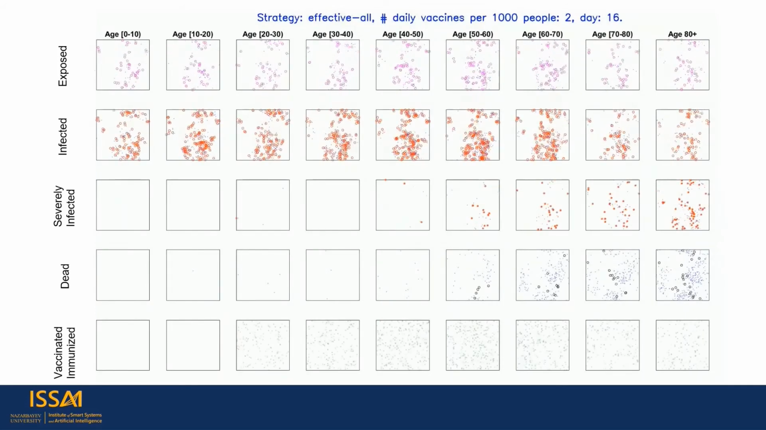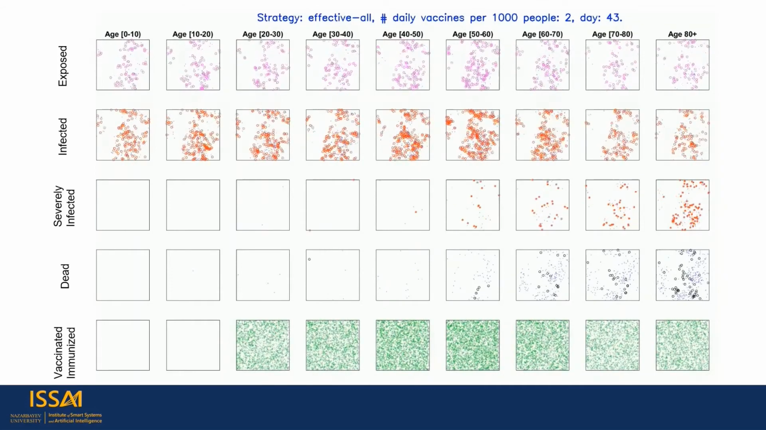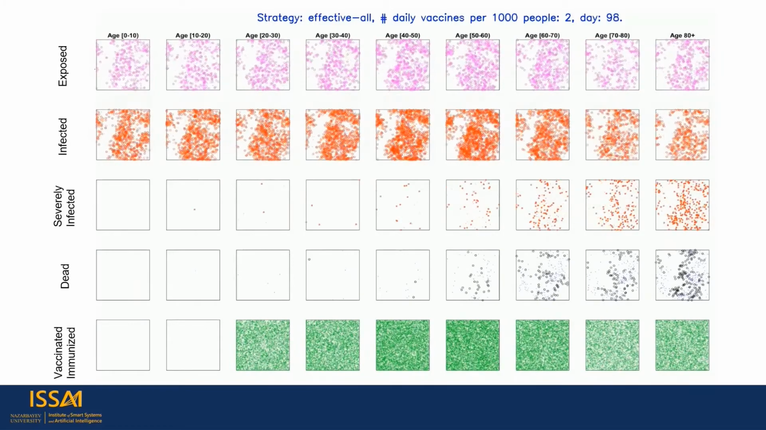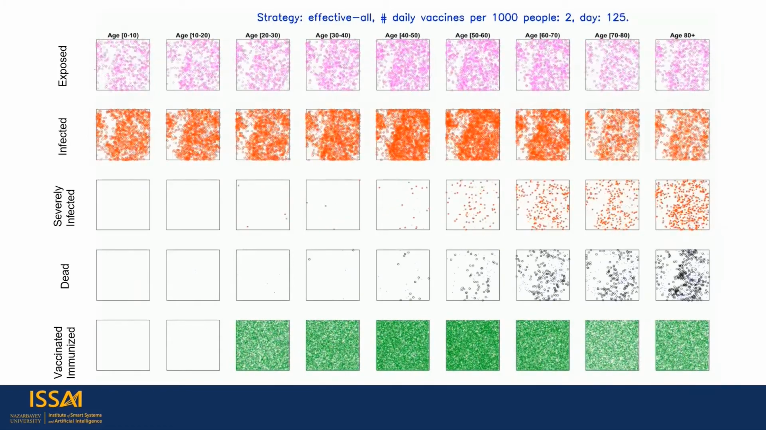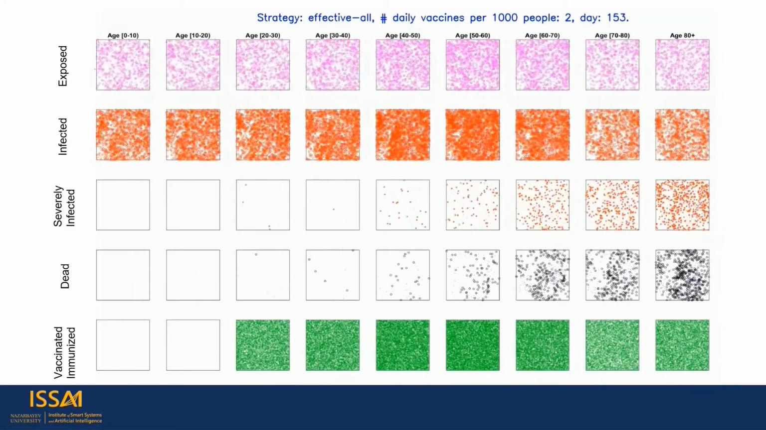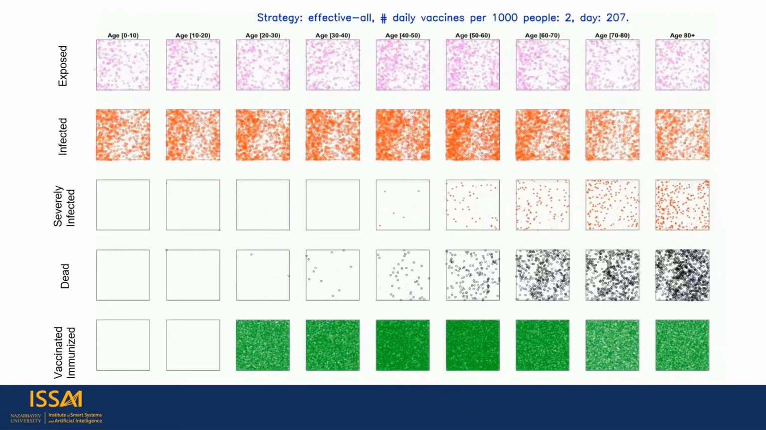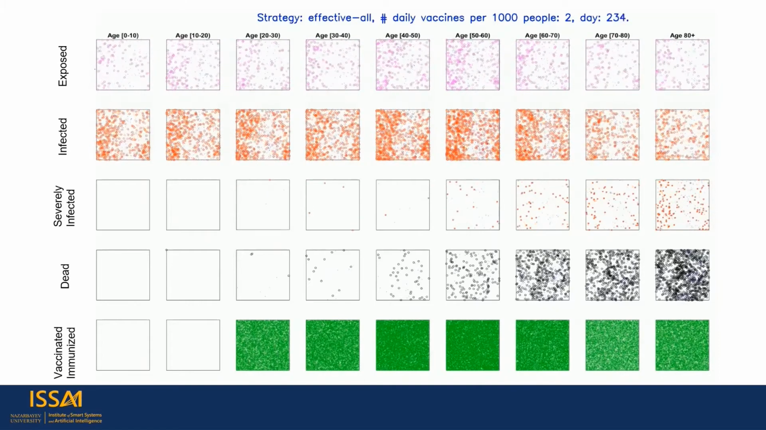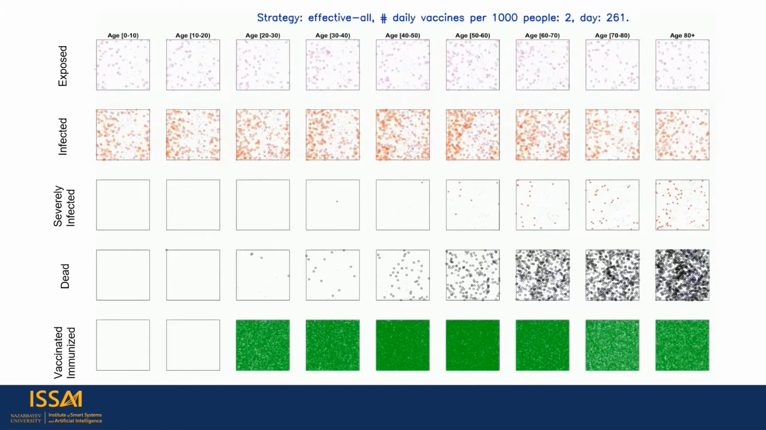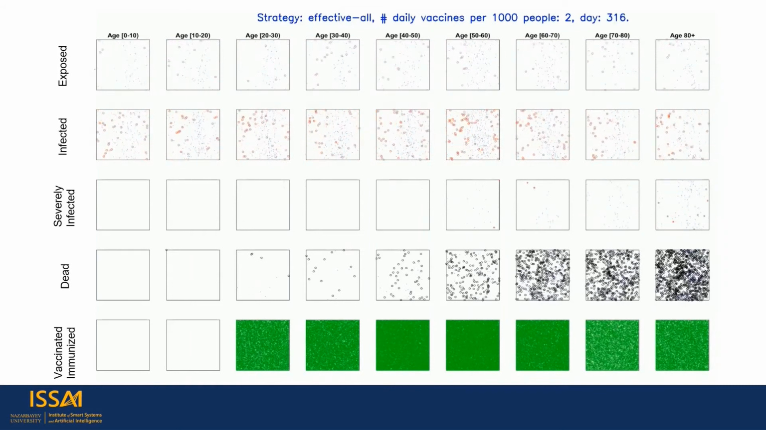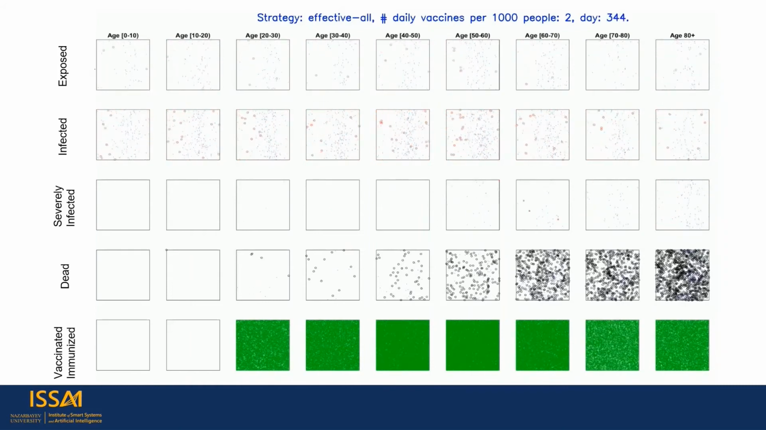Here is the effective all case. Since we are vaccinating particles above 20, we see an immediate increase of the particles in the vaccination immunized state. Further, the number of severely infected particles and deaths increases for the older particles since they have higher severe infection rates. As for infected and exposed, the number of particles across the age groups is more or less even. Toward the end of the 450-day period, we observed the end of the epidemic with a total death number of 3,371.